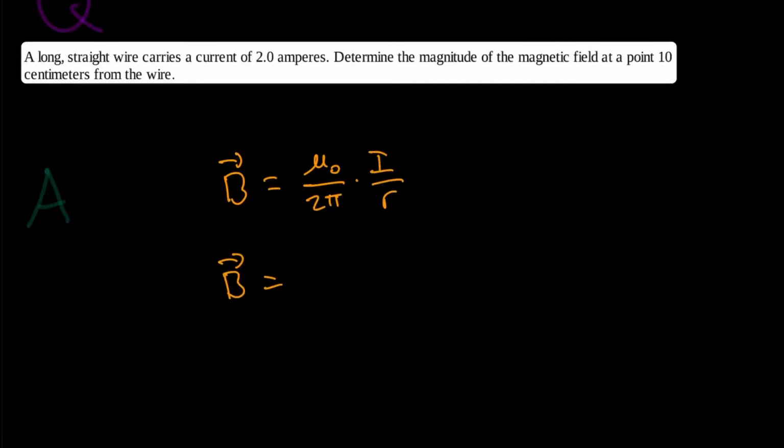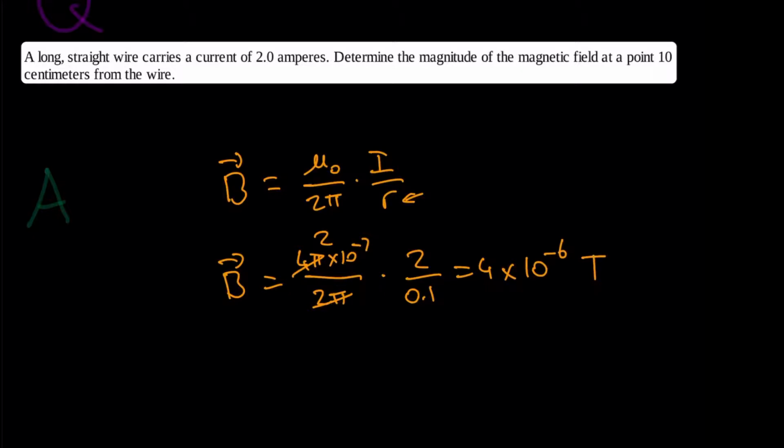The permeability of free space is 4 pi times 10 to the negative 7, over 2 pi times the current, which is 2 amperes, and the distance is 10 centimeters, but this needs to be in meters, so we'll just say 0.1 meters. These cancel out and we get 4 times 10 to the negative 6 Teslas as the answer.